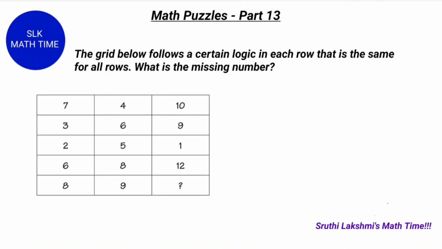Today we're going to see Math Puzzles, Part 13. Puzzle number 1. The grid below follows a certain logic in each row that is the same for all rows. What is the missing number? You'll have 20 seconds to solve this problem. Your time starts now.